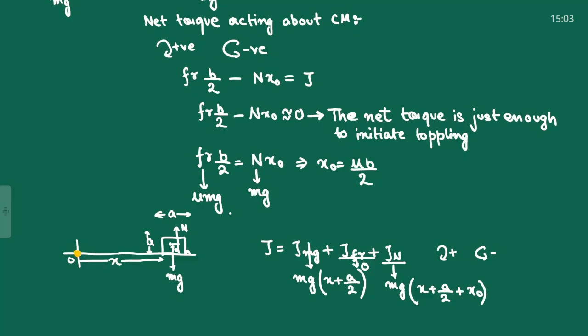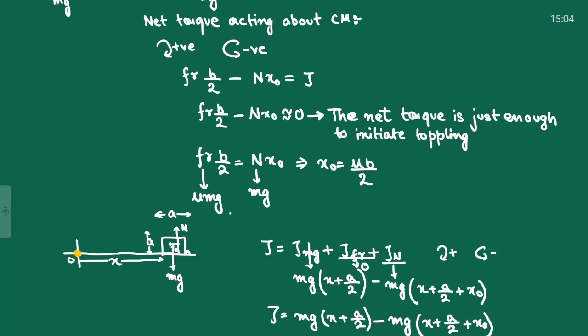This distance is x naught. Understood? Okay. And see, mg force is trying to rotate this body in clockwise direction. Normal reaction force will try to rotate this body in anti-clockwise direction. So this out here would be minus. Okay. So net torque is equal to mg into (x plus a by 2) minus mg into (x plus a by 2 plus x naught). Okay.